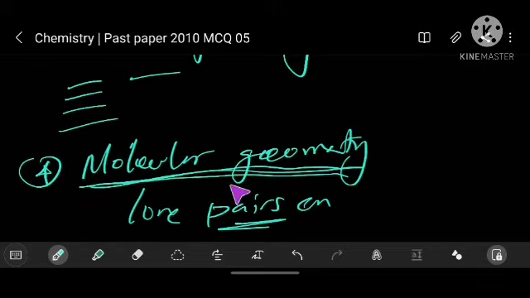So I have a chart for that. Applying your numbers to that chart, you will be able to find the exact shape of the electron pair geometry as well as the molecular geometry. This is very easy.